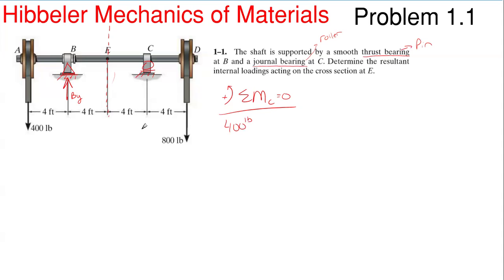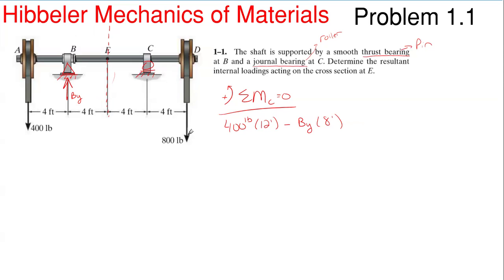So summing moments about C, taking the entire member here, I would have 400 pounds. It'll be rotating counterclockwise about point C, which I'm taking as positive. So that'd be a positive 400 pounds times 12 feet, which is the total distance from the 400 to C. And then I'm going to subtract off BY multiplied by its perpendicular distance to C, which is 8 feet total. And that is a negative because it will be rotating clockwise about point C here.